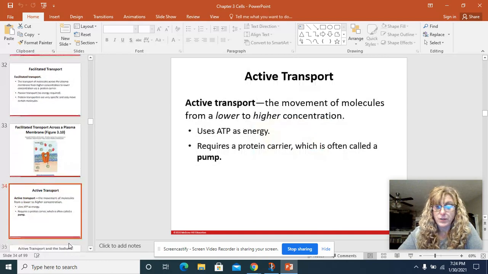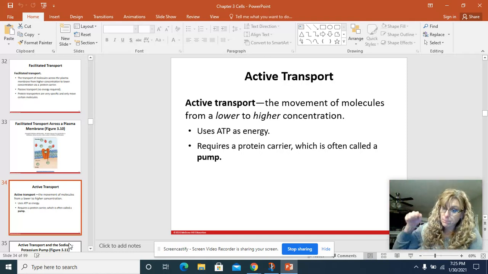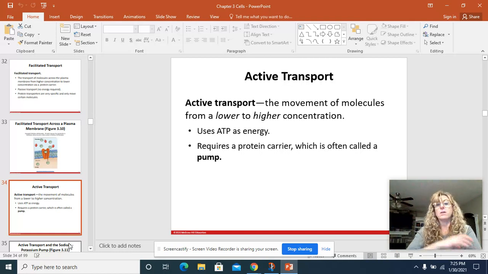Now we talk about active transport. Active transport is the movement of molecules from a lower to a higher concentration. That actually uses energy, and it also requires a protein carrier. We usually call those protein carriers a pump. So we think about using a pump. If we are using a gas pump to fill up our car, we're squeezing it and using energy. If we're using a bike pump to fill up a bike tire, you're pushing it down, using energy. We have to use energy in active transport, and we're moving stuff from lower to higher.